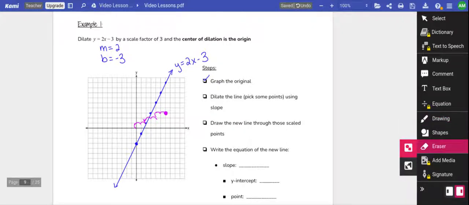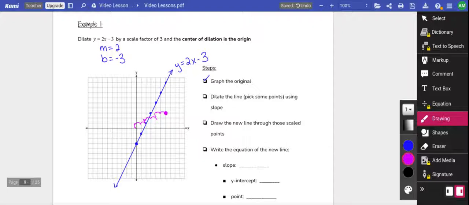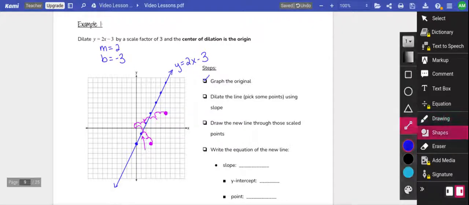I'm going to do the same thing, but with another point on my line. Any other point I can do it with, but I'm going to pick this one because it's close to my center. So to dilate that point, I'm going to go right 1, down 1. So I'm going to repeat that process, right 1, down 1, right 1, down 1. Here is my second point. And I'm going to connect those with a line.